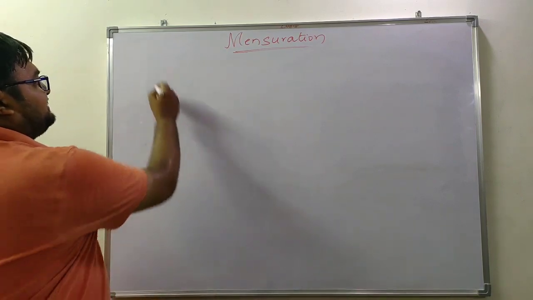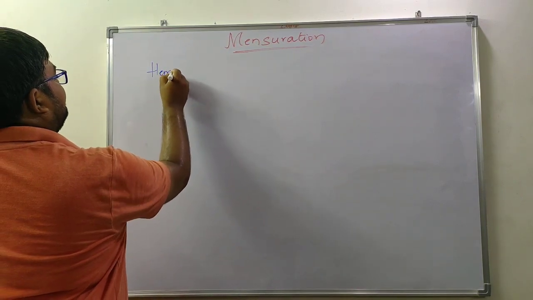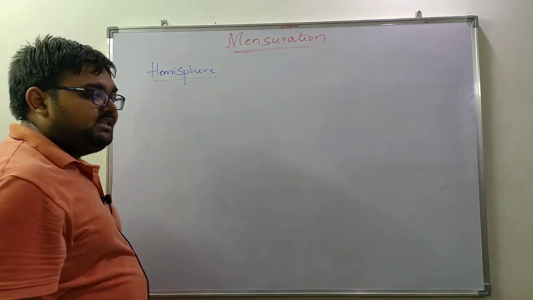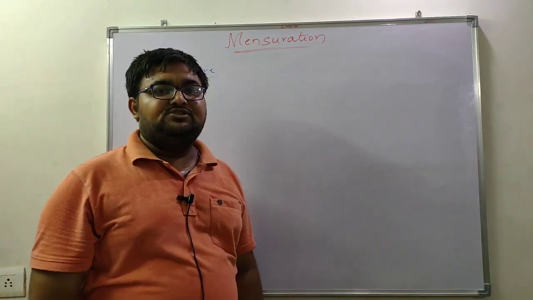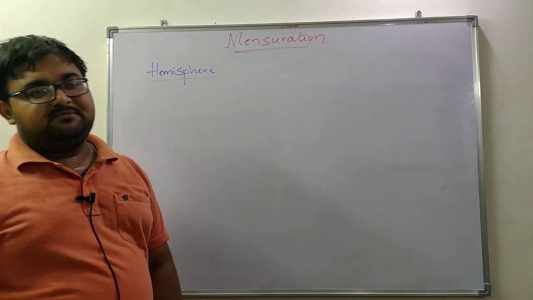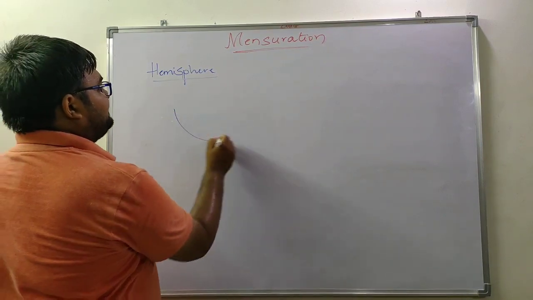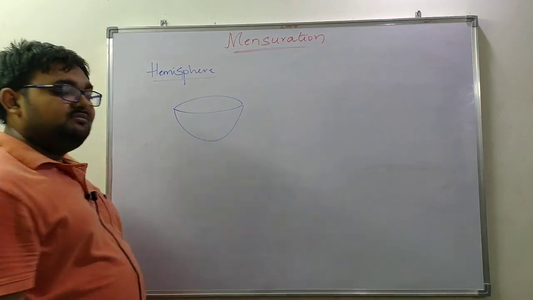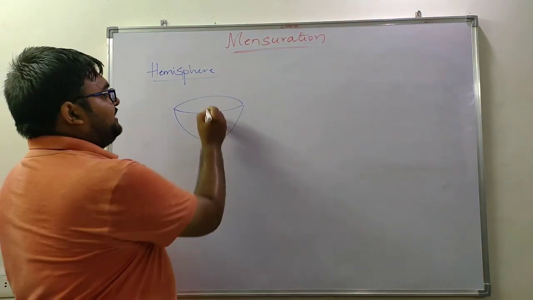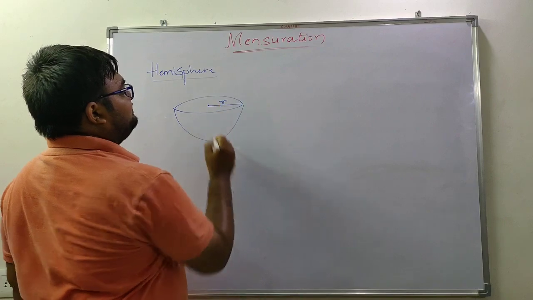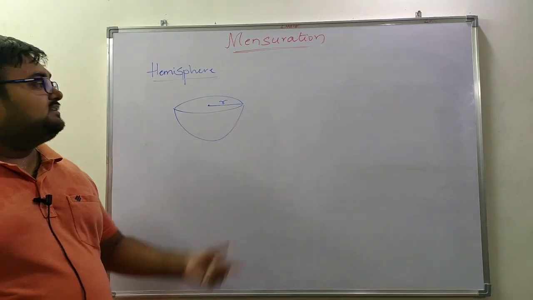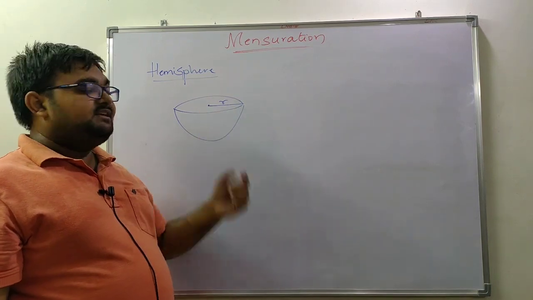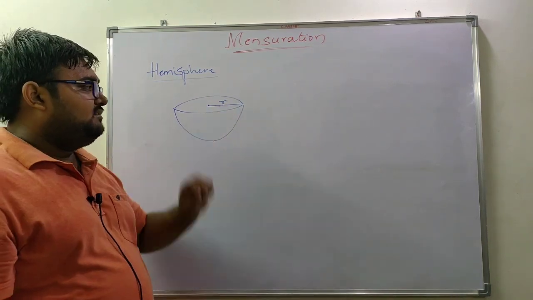Next we are going to discuss the hemisphere. Hemi means half. So half of the sphere is a hemisphere. If you consider a sphere and cut it into half, we get a hemisphere. Now in this hemisphere, this length is the radius of the hemisphere, R.